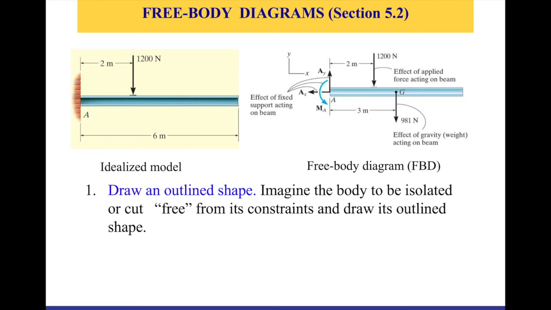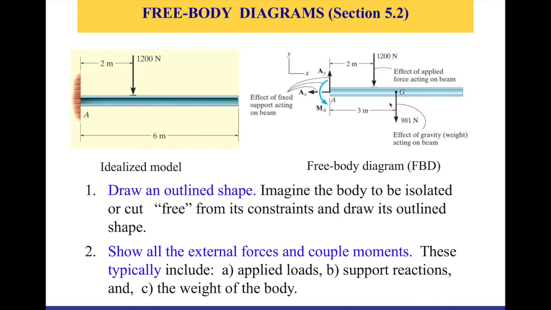So step 1 is to draw an outline shape and imagine the body isolated or cut from its constraints, and draw its outline shape. So we will cut it from this point, and then we have our beam isolated. Then step 2, you need to show all external forces and couple moments typically included. So let's say applied loads. This is 1200 newtons, and also the weight of this beam at the center of gravity, and also the support reactions.